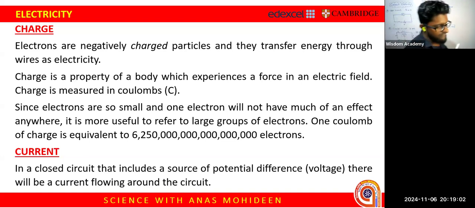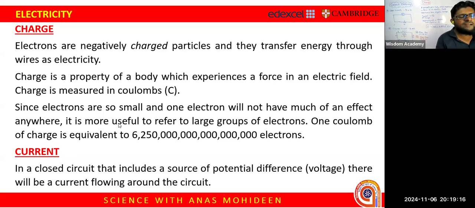That means if you have 2 coulombs, it refers to 2 into 6.25 into 10 to the power 18. If you have 10 coulombs, you have to multiply that by 10. Did you understand that point? So that is why I told you it is a long value. We can't use it every time, so we measure it as 1 coulomb. By the coulombs only we are measuring the charge.